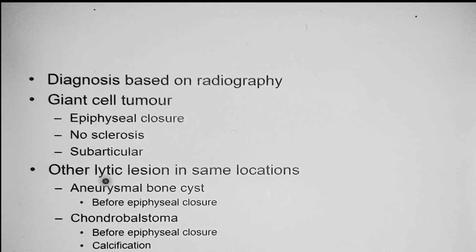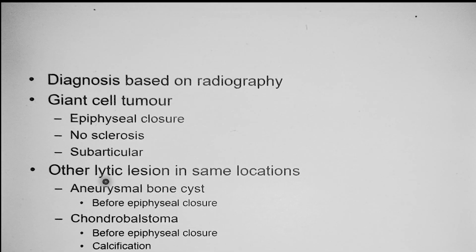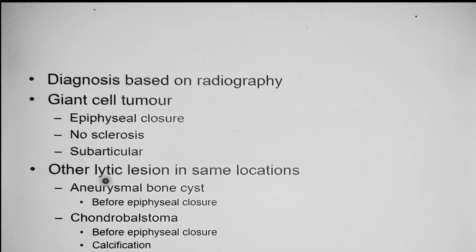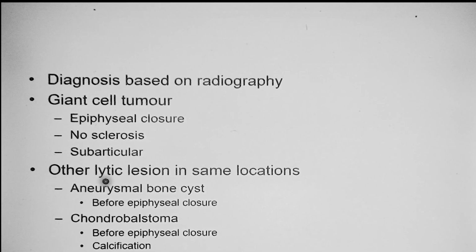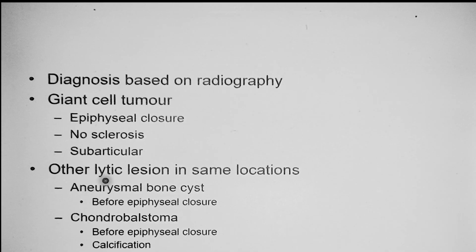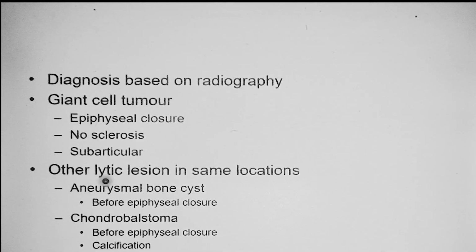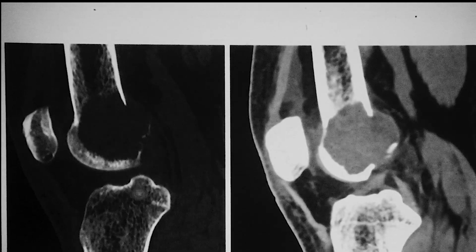GCTs are generally epiphyseal and generally eccentric, though centrally is common. GCT, if it is meta-epiphyseal, is not a usual lesion, it can go to the metaphysis. Here the center of the lesion is the metaphysis. Most commonly we see at that site chondroblastoma, with opacity and calcification. Chondroblastoma has sclerosis, sort of sclerosis on the periphery.